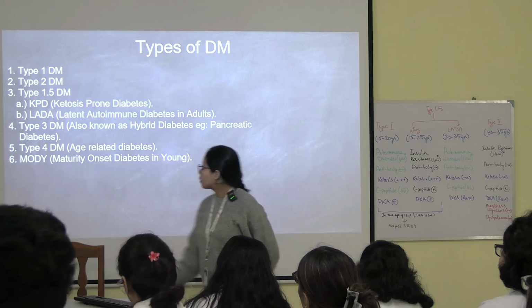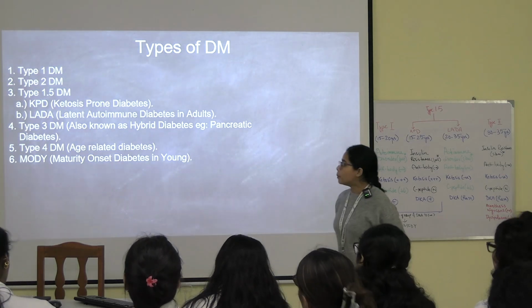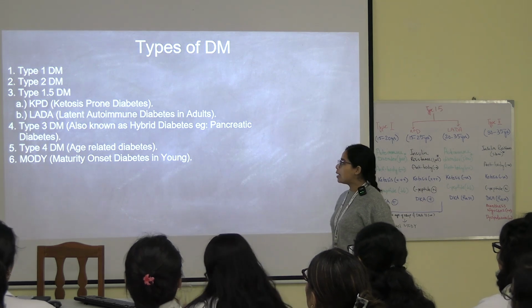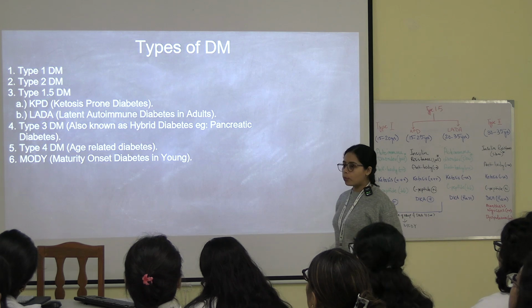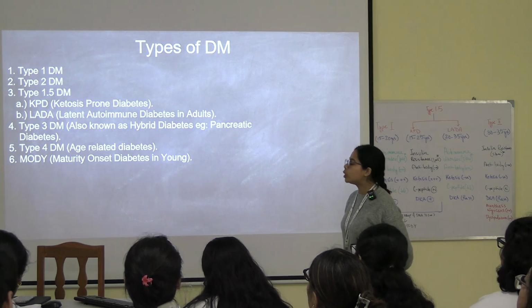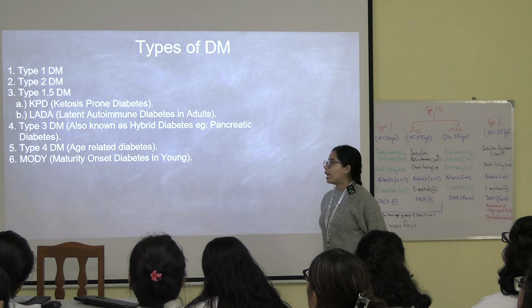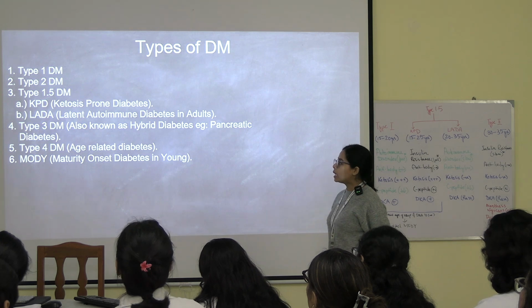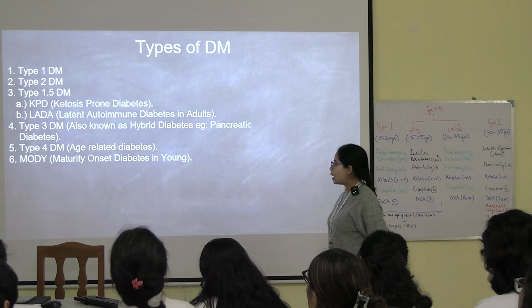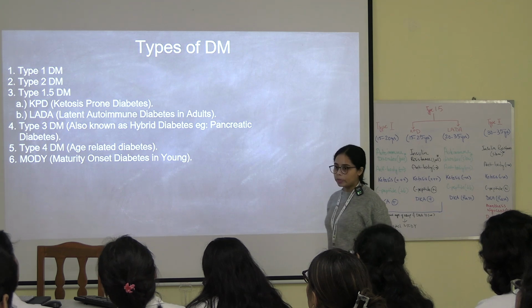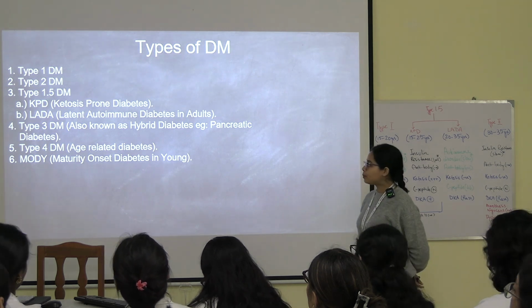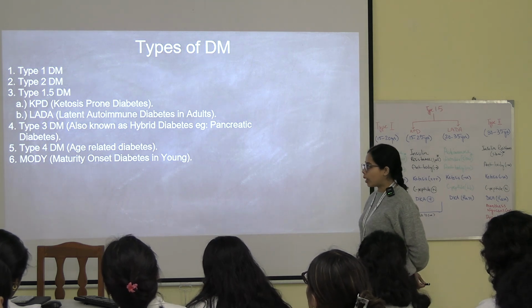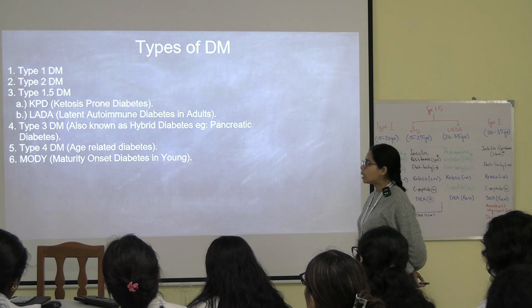Note this down. The types of DM: type 1 diabetes mellitus, type 2 diabetes mellitus, type 1.5 diabetes mellitus. In that we have ketosis prone diabetes and LADA, latent autoimmune diabetes in adults. Then type 3, also known as hybrid diabetes, for example pancreatic diabetes. Type 4 DM, that is age related diabetes, and MODY, maturity onset diabetes in the young.